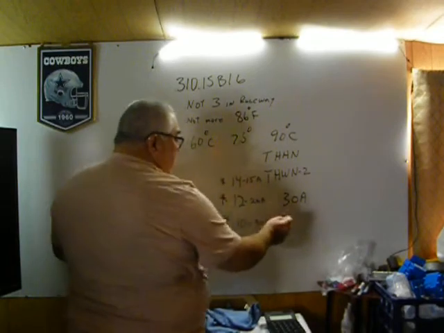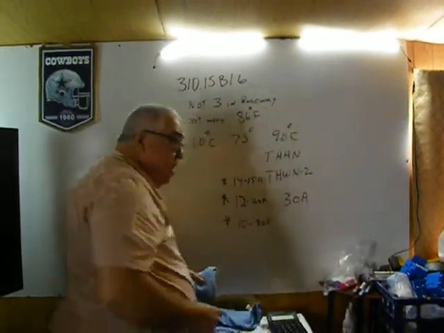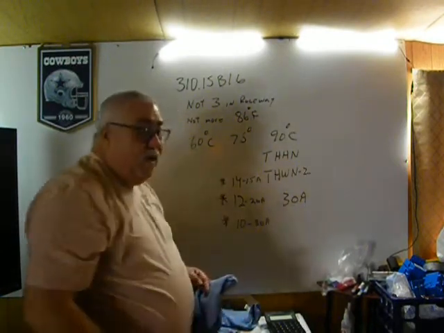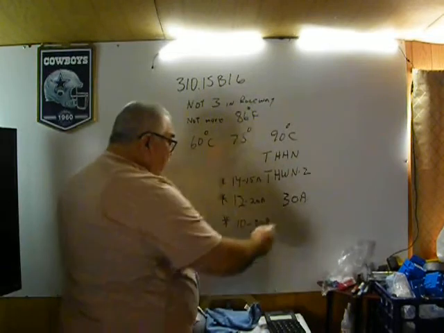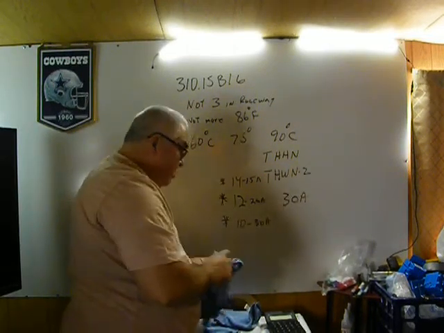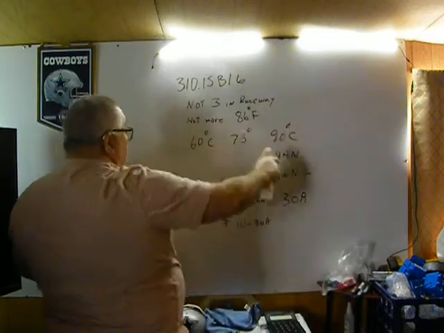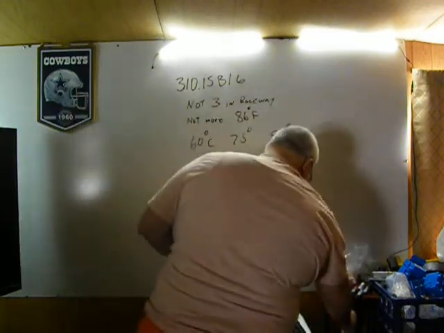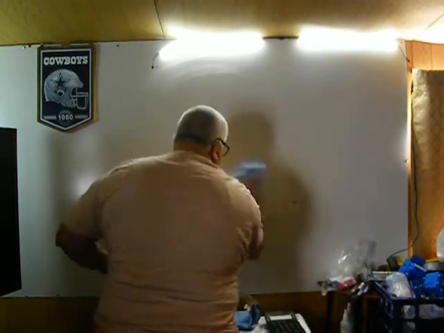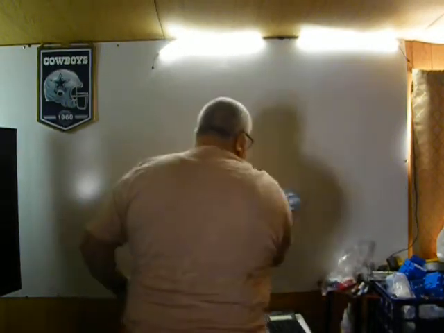But the code allows us, when we're doing our corrections and adjustments, to use the rating of the wire. We can use the rating of the wire. So we got a 30 amp, 12 gauge. I can use that number to do my multiplications. So now we know where we're going to find our ampacities.